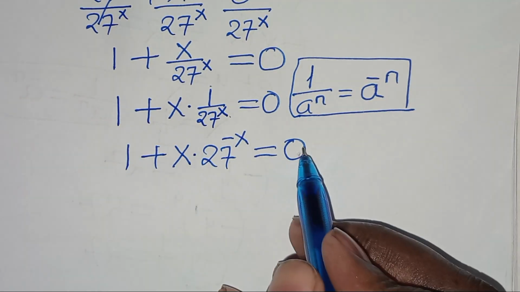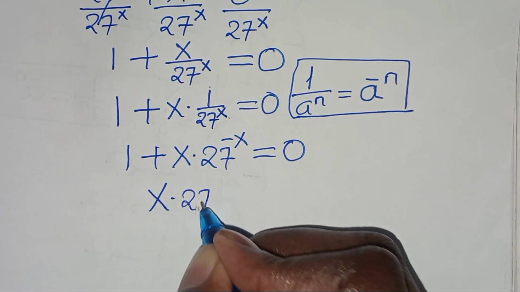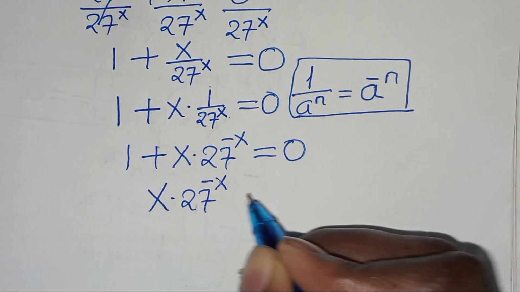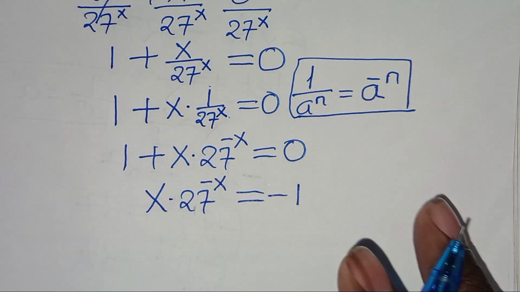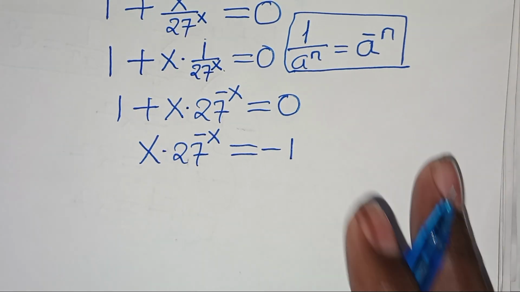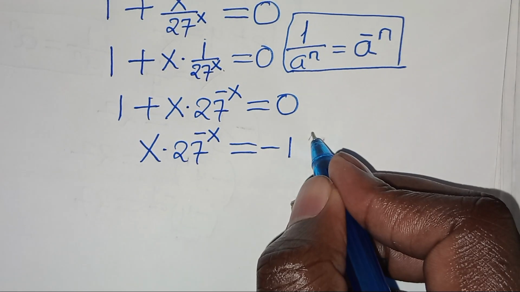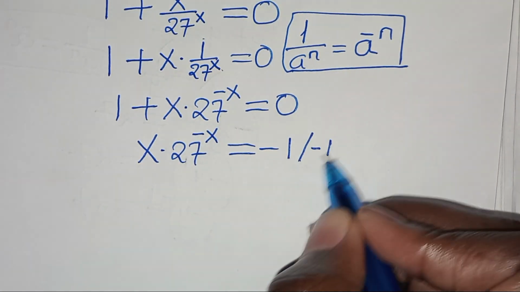So let's take 1 on the right hand side. So we have x times 27 raised to power minus x. This is equal to minus 1. So the next step from here is to multiply both sides by minus 1.